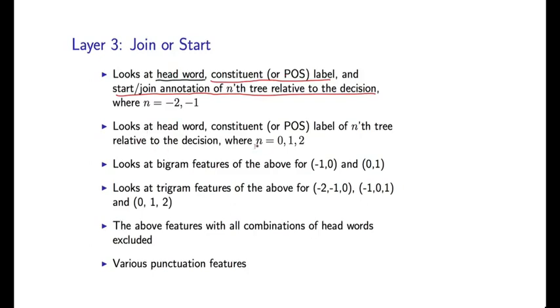Similarly, we can look ahead. So we can look at the head word and constituent label, relative to the decision at position 0. That is actually the current tree being built upon, and also 1 position ahead and 2 positions ahead. To give a sketch, if I have some set of subtrees, some of them have join or start annotations, and then I'm trying to make the decision here, I can look at the non-terminal label here, the part-of-speech tag here, the non-terminal label here, the head words of each of these constituents, and similarly I can do this for the previous 2 constituents.